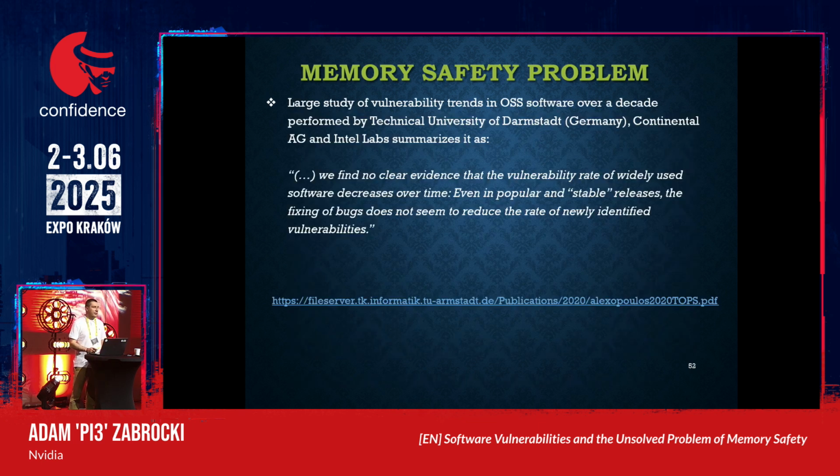So what about open source? Maybe they solved that problem differently. There isn't much information about open source, but there is a large study on OSS performed by the Technical University of Darmstadt in Germany, Continental AG and Intel Labs, which can be summarized as: we find no clear evidence that the vulnerability rate of widely used software decreases over time. Even in popular and stable releases, the fixing of bugs does not seem to reduce the newly identified vulnerabilities. Again, how is it even possible? If you have a stable release, people hunt for the bugs, we fix those bugs, at some point it's kind of mature enough.